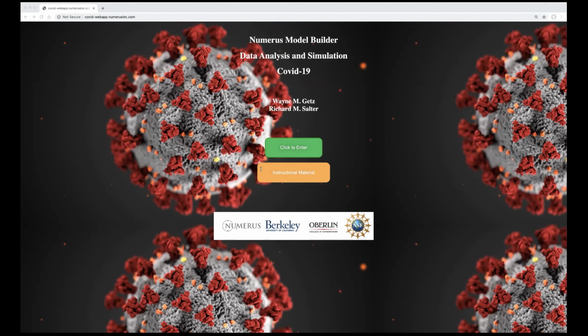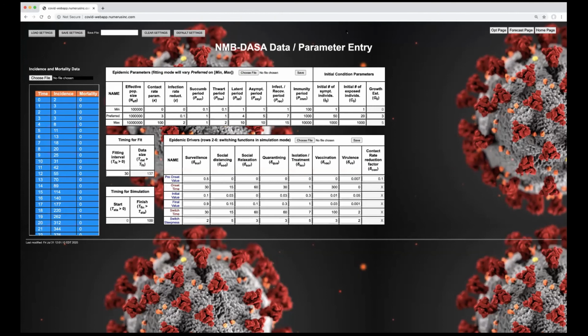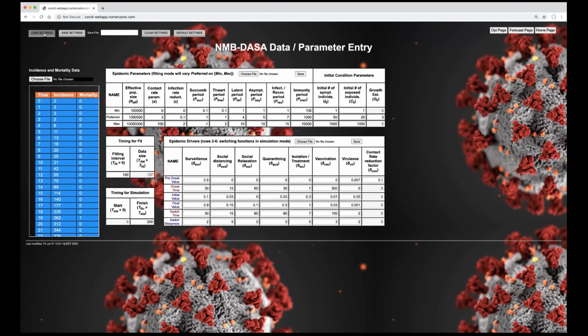We will now briefly review the first and second sessions. In the first session, we discussed how to enter and change values in the default settings. In the second session, we discussed how to fit model parameters to the data. Specifically, we began by clicking enter here and getting to the settings page. We can either have the default settings or we can load some settings that are of interest to us in this particular session. So let me go ahead and do that.